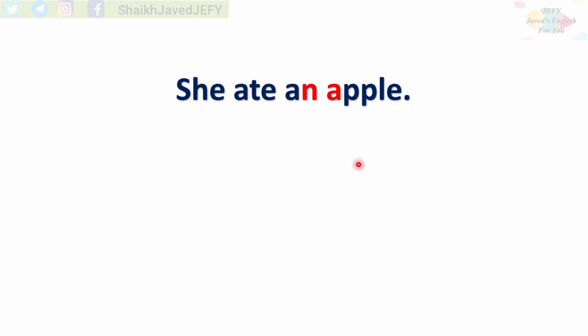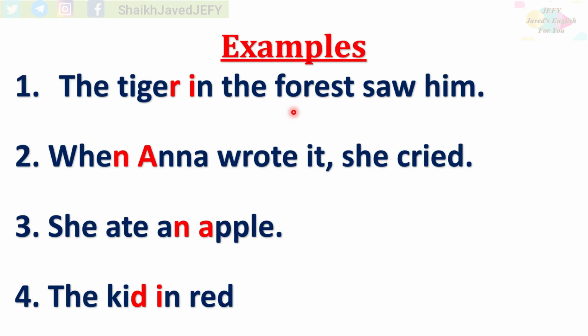She ate an apple. An ends in an N, while apple begins with A. This one is a consonant, this one is a vowel sound. So is it possible to link these sounds? Very possible indeed. The wrong way is "an apple." The right way is "an apple," linking the sounds: "a napple." An apple, like that. Here are certain examples.